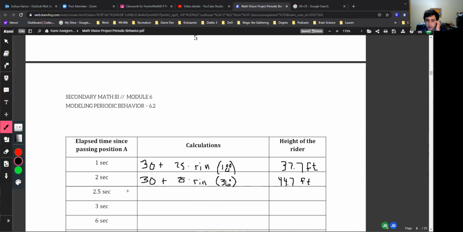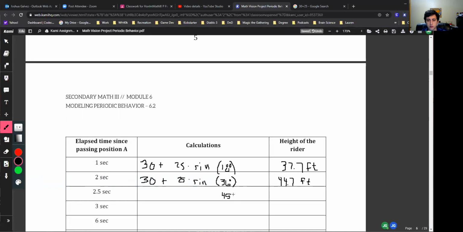Okay, 2.5 seconds. So we already know that 1 second is 18 degrees, right? We knew that 2 seconds was 36 degrees. So we know 1 second is 18 degrees, so half of a second is going to be 9 degrees. So we need 9 degrees past 36, right? Because it's a half second past 2. So 36 plus 9 is going to give us 45 degrees.